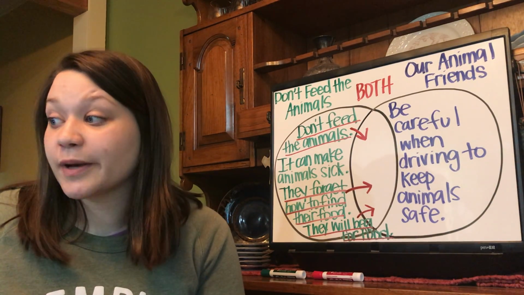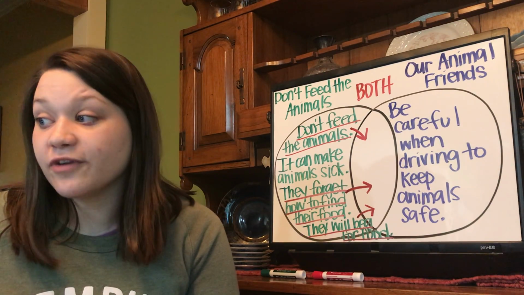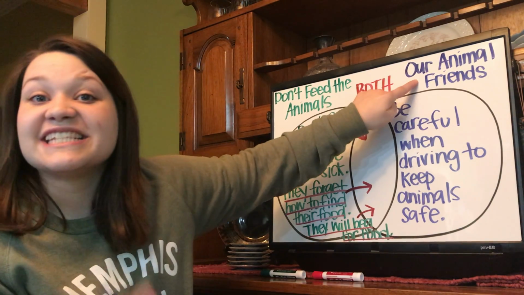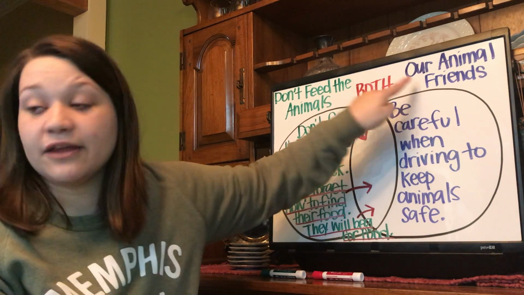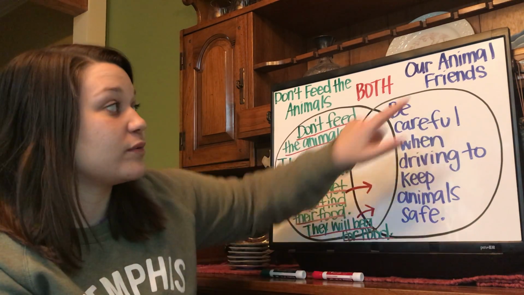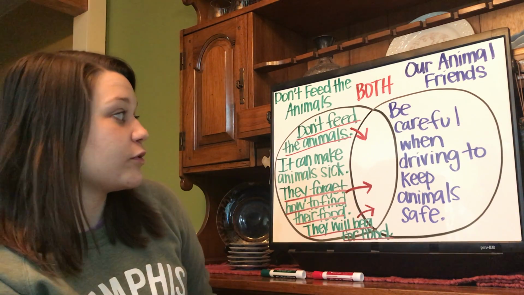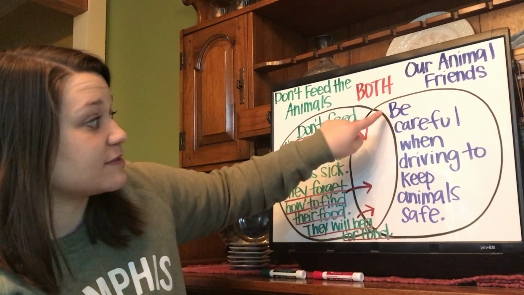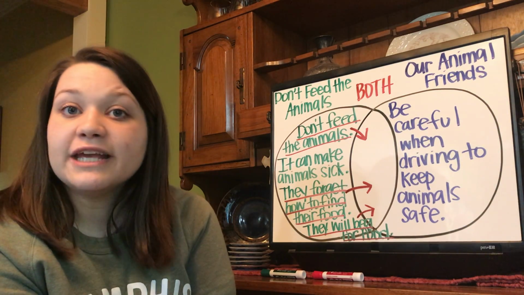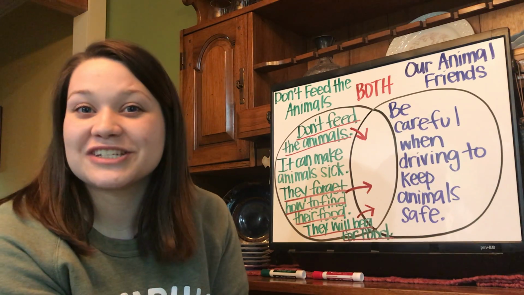It says short response. What is an important point in Our Animal Friends that is not in Don't Feed the Animals? So what is the only thing that was in Our Animal Friends but not in Don't Feed the Animals? So the only thing that we have is be careful when driving to keep animals safe. So when you write your answer, you need to use this information on page 332.